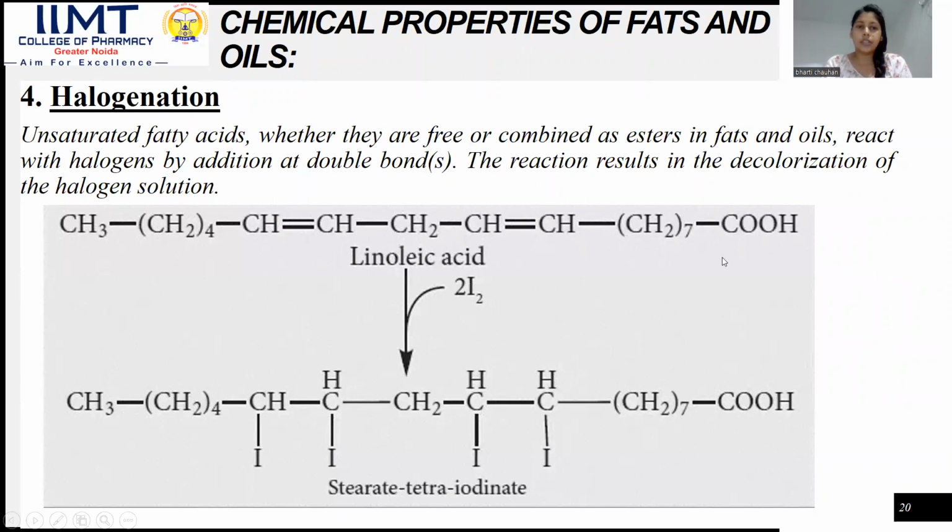Next, halogenation. Halogenation is simpler. Like we do the hydrogenation, we add halogen molecules in place of hydrogen. Halogens are chlorine, fluorine, iodine. So in this example, we have taken linoleic acid and reacted it with iodine molecules, which attach to the carbons having a double bond and form a saturated or halogenated product.